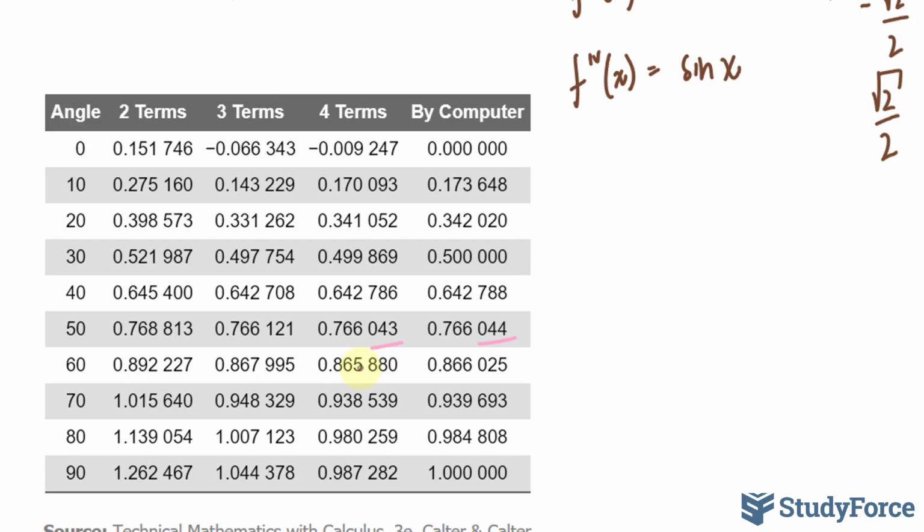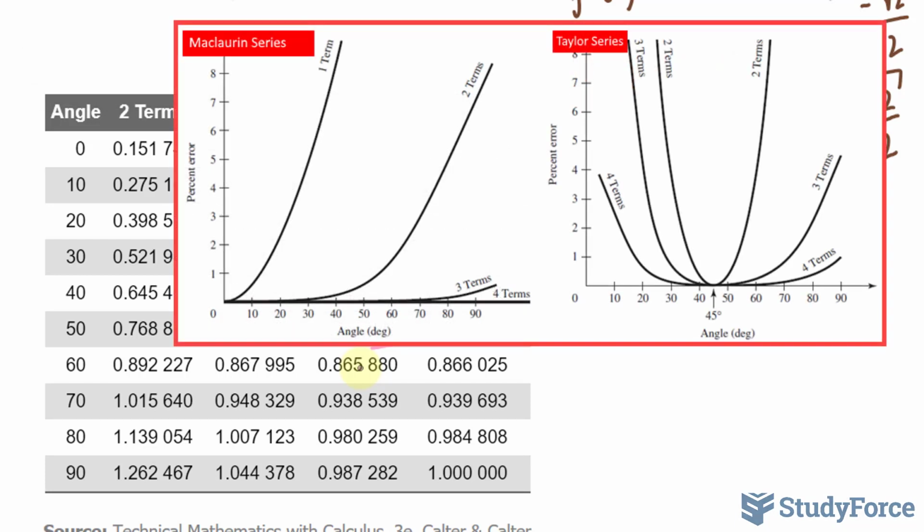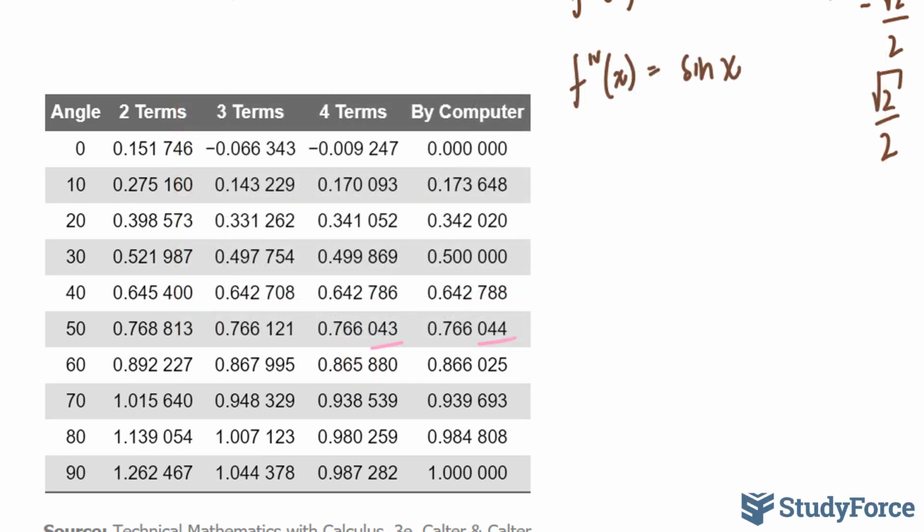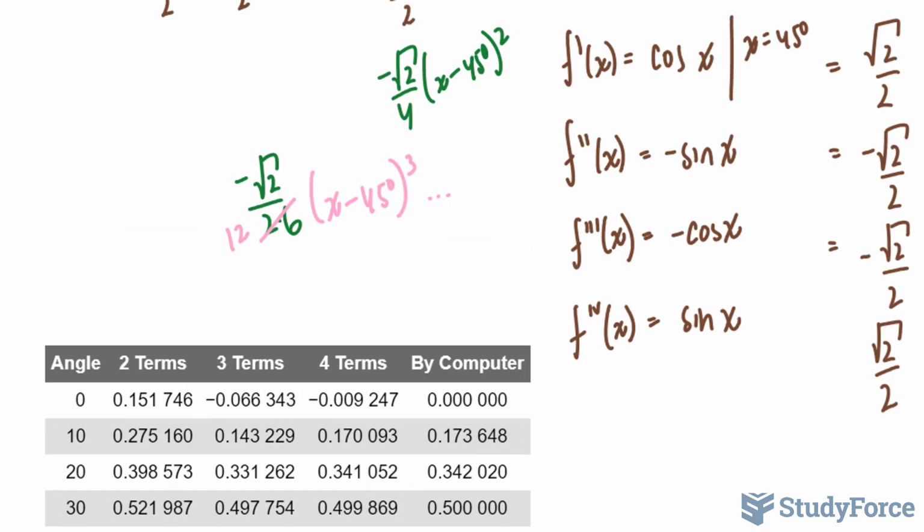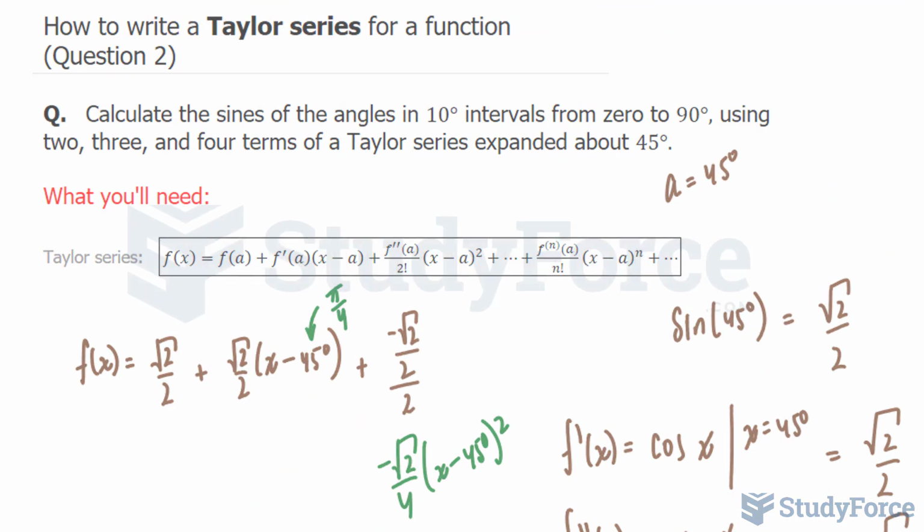Also, what's interesting to note is how the Maclaurin series compares to the Taylor series of the same function, sine x. These graphs show the percentage error of the two series when compared to computer outputs. Notice that the Taylor series gives less accurate results than the Maclaurin series with the same number of terms. This table represents the completed answer to the question, and that is how to write a Taylor series for a function.